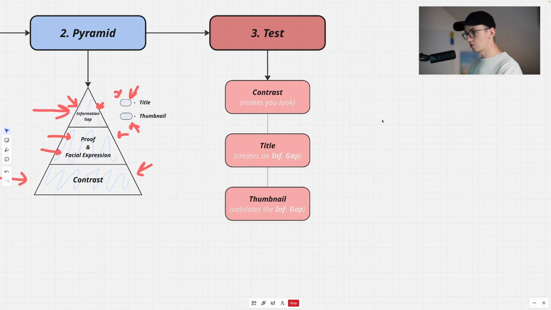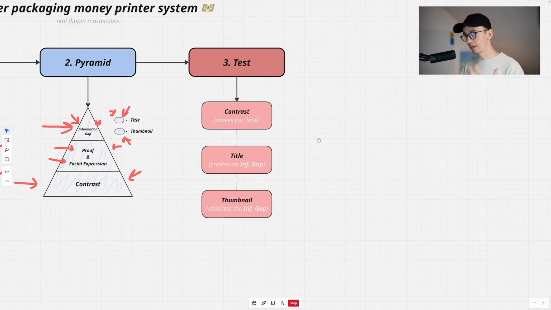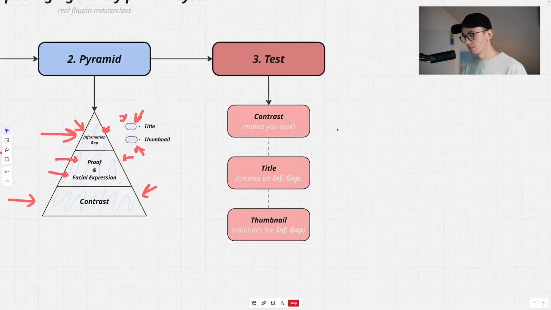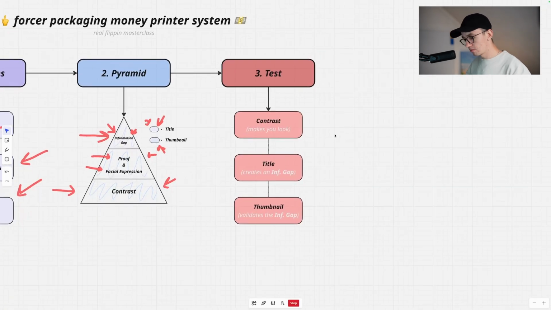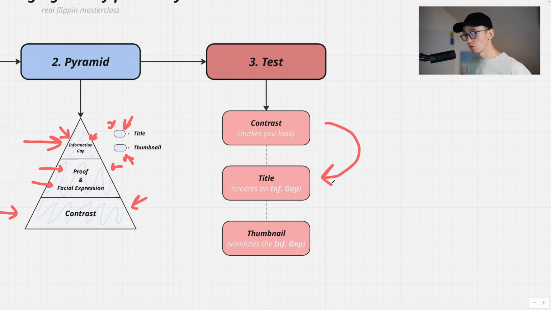This is the exact structure I've seen that our brain works when we are talking about thumbnails and YouTube packaging. If you see a video or you're scrolling on your homepage, contrast makes you look at that thumbnail. If you looked at the thumbnail, you're going to take a look at the title. What's the title? Am I interested in this? If the title creates an information gap, good.